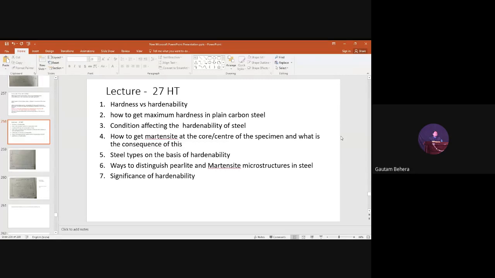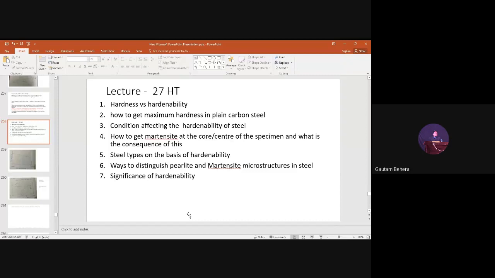If you remember in the previous lecture, you have seen that the cooling rate is faster at the surface but slower at the center, right? So in that condition, what happens basically? Due to the different cooling rates, at the surface martensite will form, and at the core, or at the center, pearlite will form basically. Then steel types on the basis of hardenability.